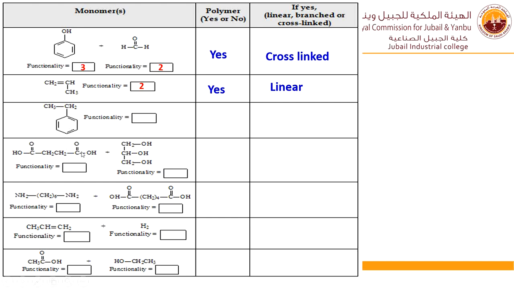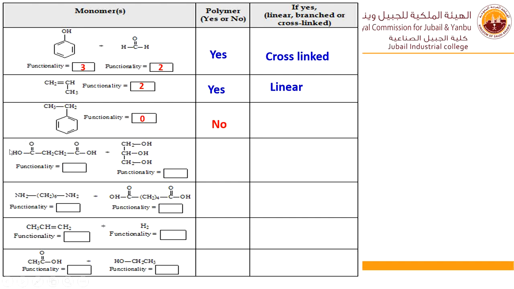Now let's look at this one. This one has a benzene ring, and we said we don't count the number of double bonds in a benzene ring because the benzene ring is very stable and there's no reaction on the benzene ring. And here there is no double bond. So it means it has no double bond available for polymerization. It has no functional group, and it is not a special case. So the functionality is what? 0. So if the functionality is 0, it means it will not form a polymer, and of course the last column will remain blank.